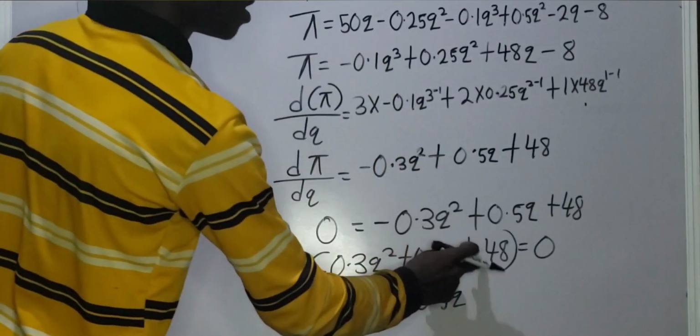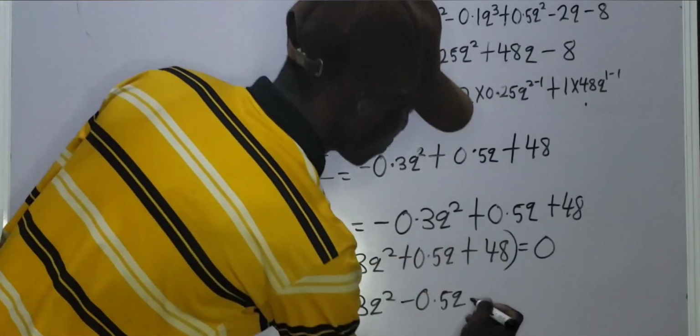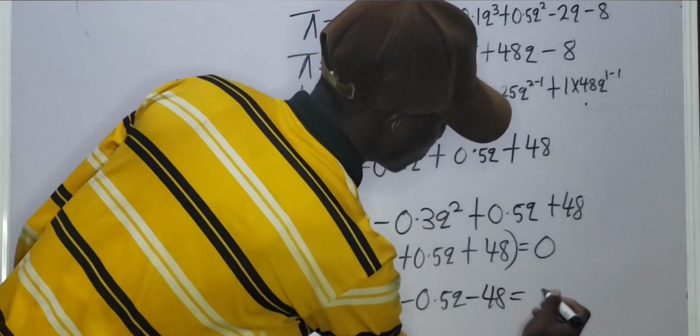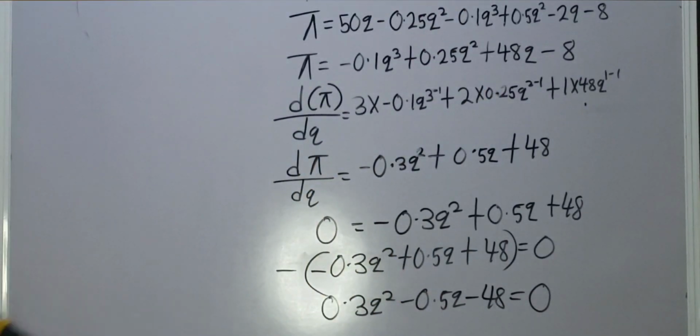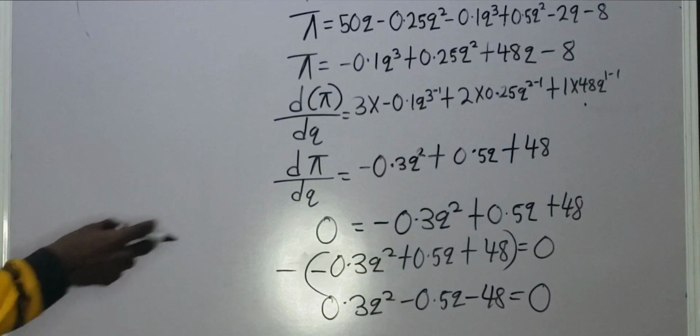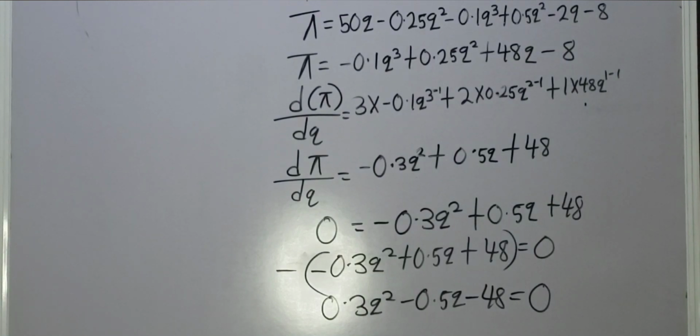Negative times positive 48, I'm going to have negative 48. This will be equal to what? 0. Do you understand? Okay, now let us proceed. Look at this. We are going to solve for the value of q.